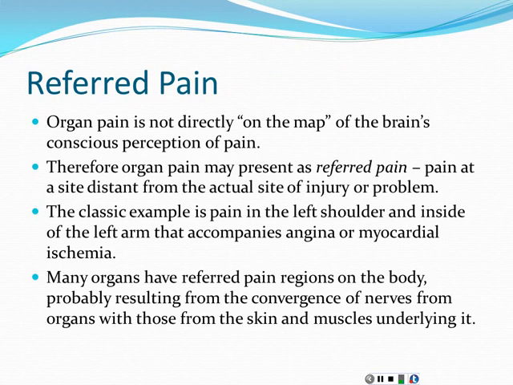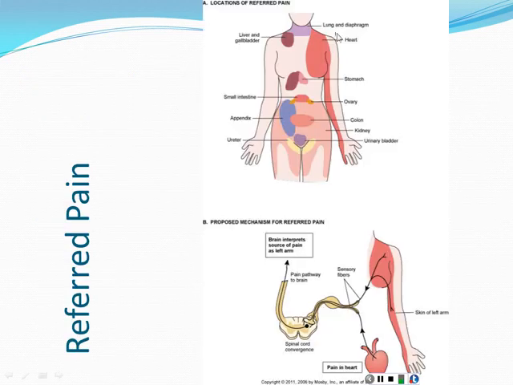It doesn't have a map of all the organs on the inside. So referred pain is pain experienced in one place that is actually coming from somewhere else. Some examples of that: heart pain is referred to the left chest and the inside of the left arm, which is the classic coronary artery, myocardial infarction problem. The lungs and diaphragm tend to be felt in the neck.